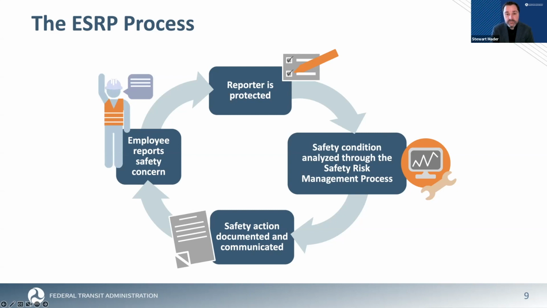The agency then documents any safety actions it takes in response to the worker report. And if the worker has identified themselves, communicates back with the worker to let them know how the safety concern has been addressed. And I'll now hand it back to talk about how this process supports your agency's safety management system, SMS. Andy?